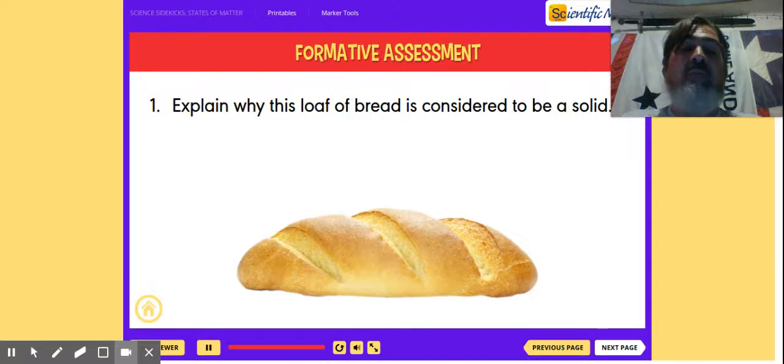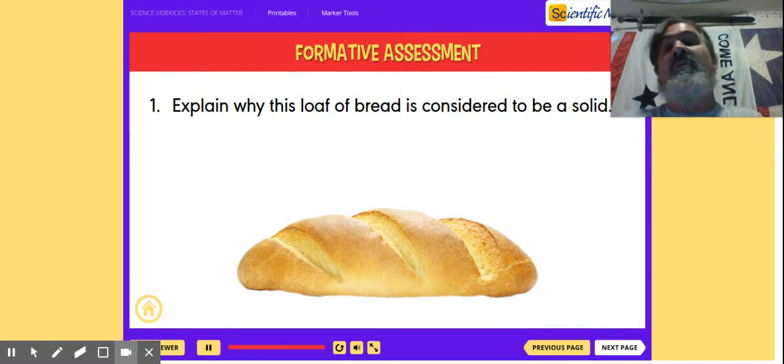Okay, explain why this loaf of bread is considered to be a solid. Now, think about the molecules inside it. Are the molecules really far apart, flying around, or are they packed together, not moving? Okay, they would definitely be packed together, not moving, huh?